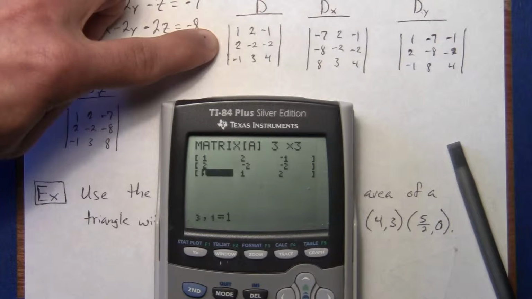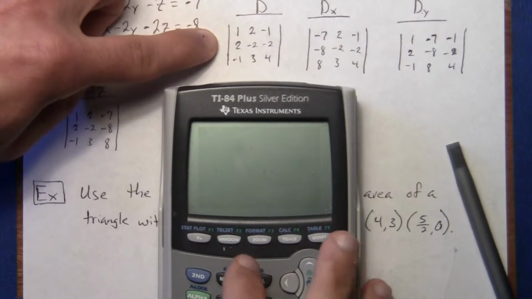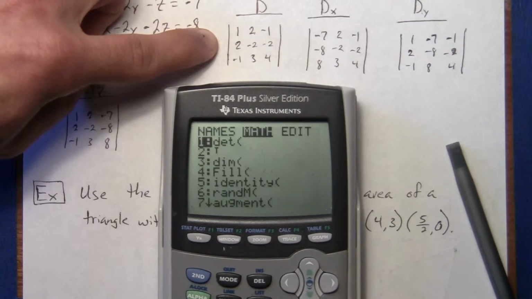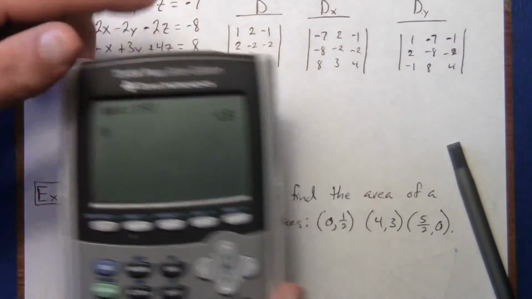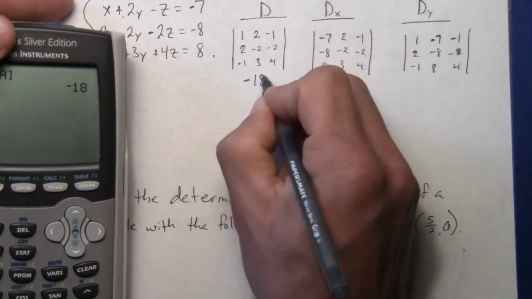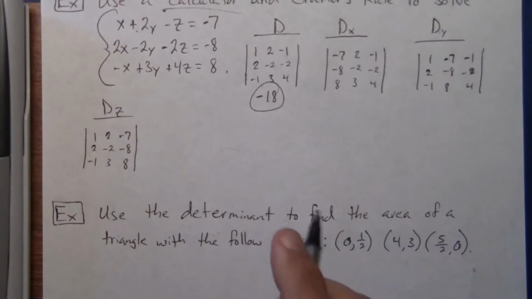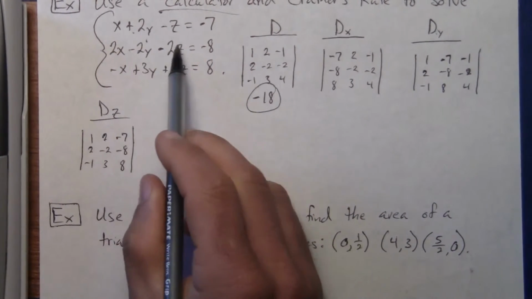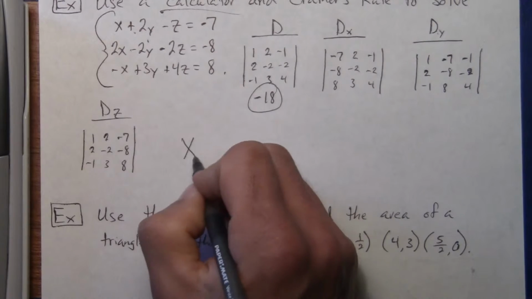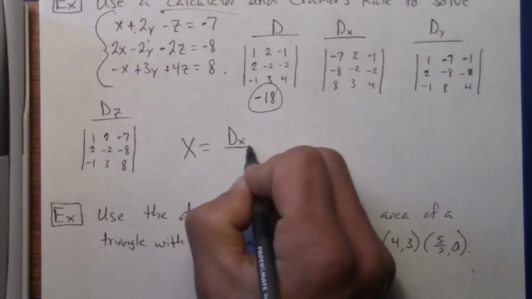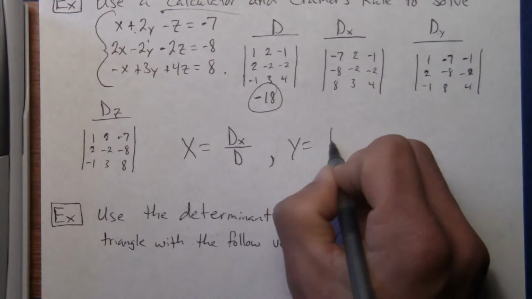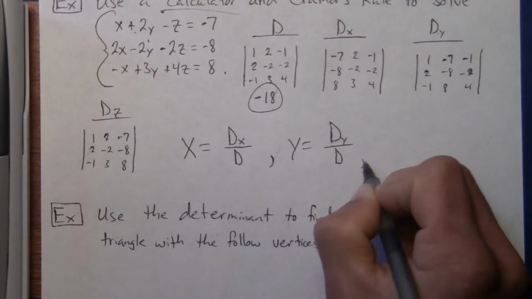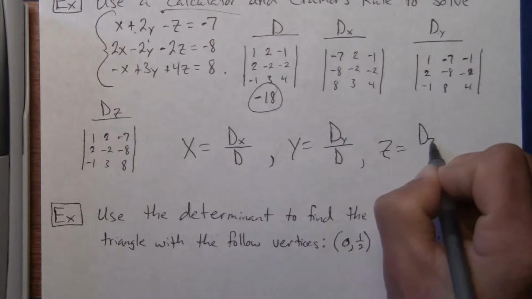So typing all these numbers in. Clear out of here, I'm finding the determinants. So remember, go to second matrix, over to math, pick number 1, back in, tell it I want letter A, and the determinant for this thing is negative 18. Now, if I actually want to find out what x is in this setup using Cramer's rule, x is going to equal D sub x divided by D. Just like if I wanted to find y, y is going to equal D sub y divided by D. And z would equal D sub z divided by D.